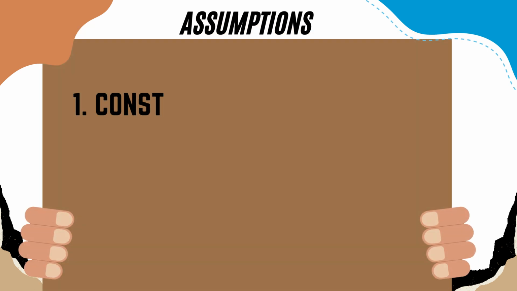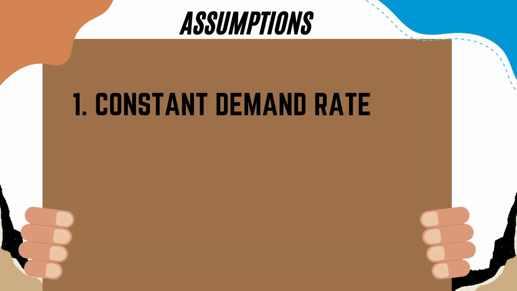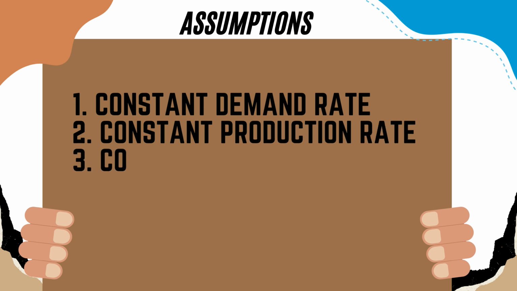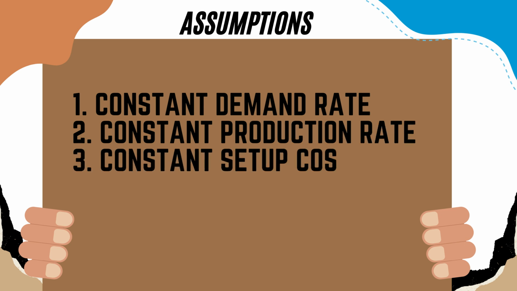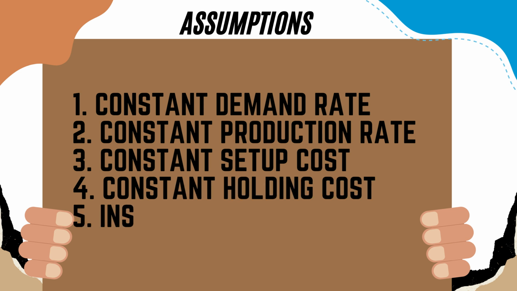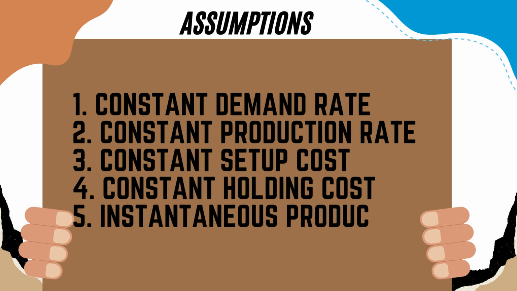Finally, let's discuss the underlying assumptions of EBQ. 1. Constant demand rate. The demand for the product should remain stable over time. 2. Constant production rate. The production rate should remain consistent throughout the production process. 3. Constant setup cost. The setup cost should be fixed for each production run.